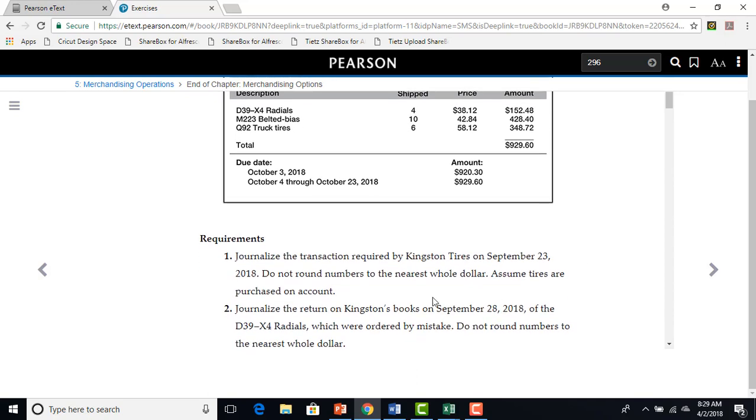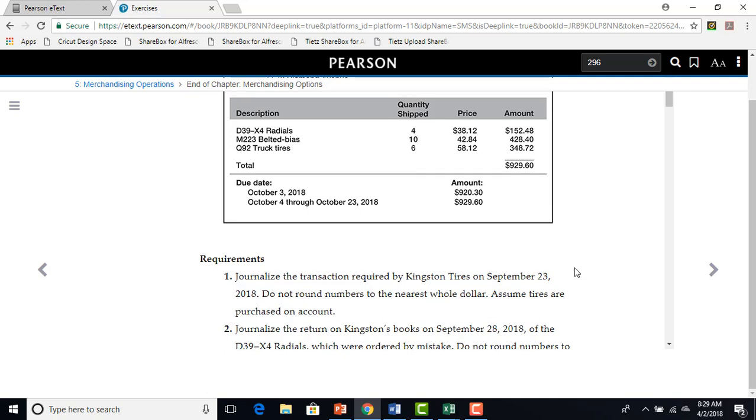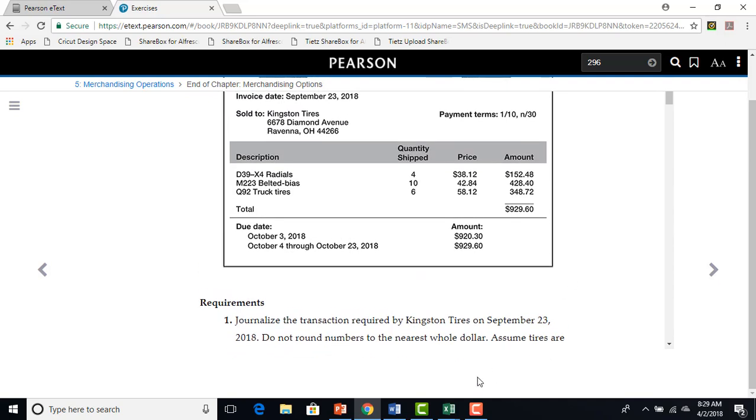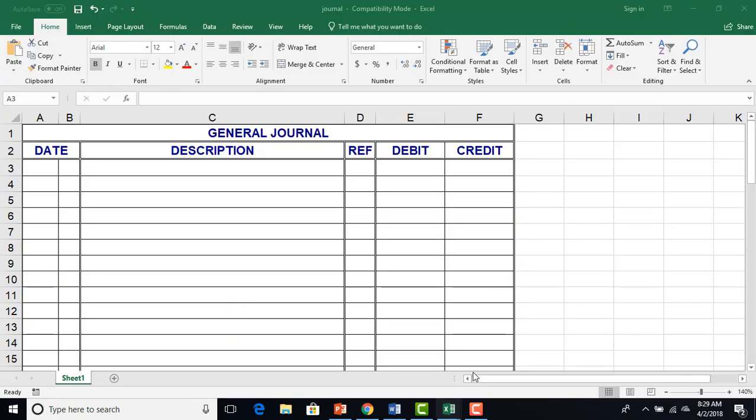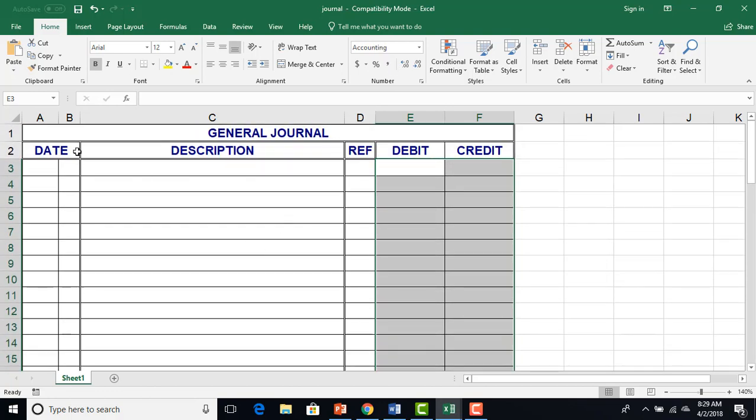Requirement 1. The first thing it wants me to do is journalize the transaction required by Kingston Tires, that would be the purchaser, on September 23rd, 2018. And it tells me not to round numbers to the nearest whole dollar, so it wants me to keep everything to the nearest penny. So I'll go ahead and do that. Here in my journal, I know that I've created these numbers already rounded to the nearest dollar, so let me get them out of there.